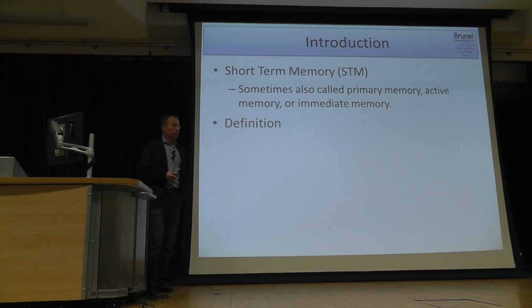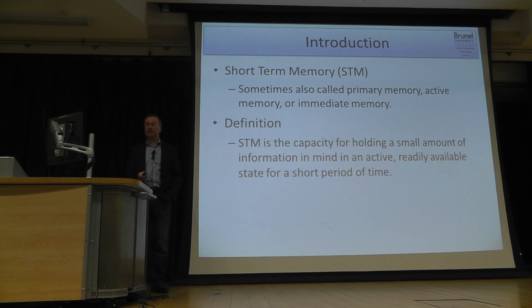Let's start again also with a brief definition of short-term memory. Short-term memory can be defined as the capacity for holding a small amount of information in our mind in an active, readily available state for a short period of time. So we have a brief period of time, a small amount of information, but this information is in an active state, so that it's accessible to our consciousness and we can use it for manipulations, for instance for mental arithmetic or making decisions or things like that.